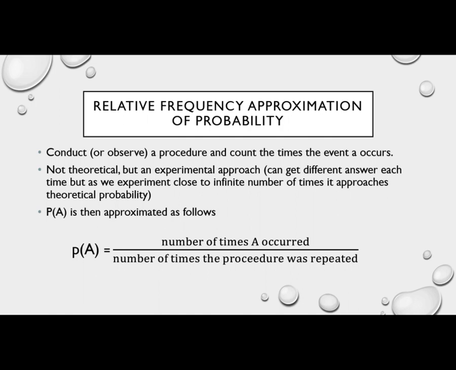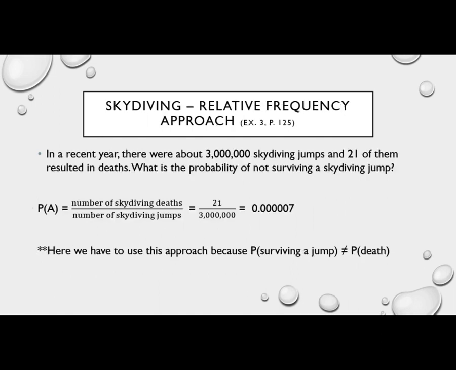We have relative frequency approximation of probability. We conduct or observe a procedure and count the times that the event A occurs. It's not theoretical, but an experimental approach. We can get a different answer each time, but as we experiment close to infinite number of times, it approaches the theoretical probability. So the probability of A is then approximated as follows. The probability of A is the number of times that A occurred over the number of times the procedure was repeated.